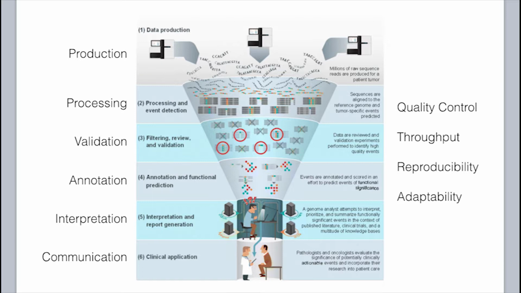activity. And also, while all this is going on, we have to keep an eye on quality control, the throughput, the turnaround times, as Stephen was alluding to, the reproducibility of the data so that we are confident in the data we're showing, as well as being adaptable to the changes in the field as well.